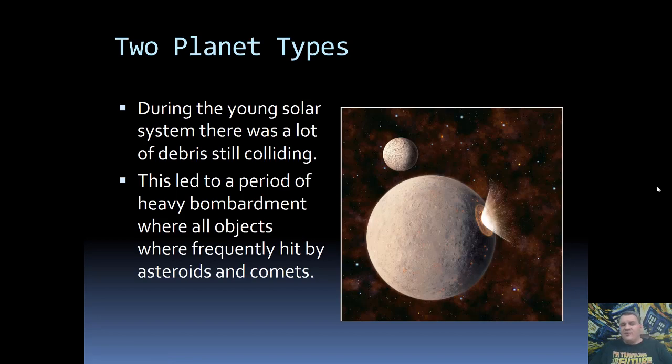Now, we are still left with one problem. The Earth formed in the inner solar system. It is a terrestrial planet. But ices did not form in the inner solar system. And yet, we know that the Earth has lots and lots of water. Now, not huge amounts, but quite a lot. So, how did it get here?